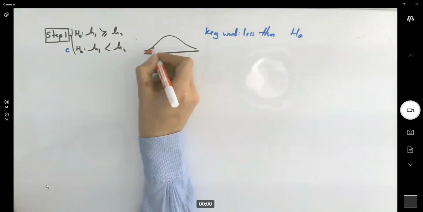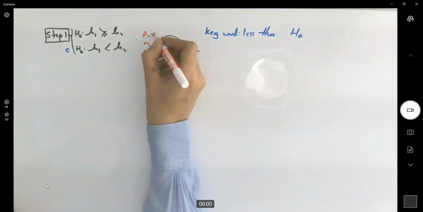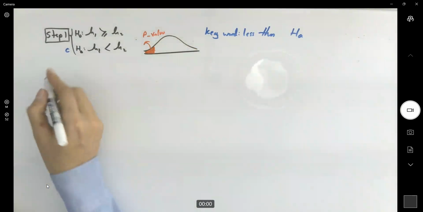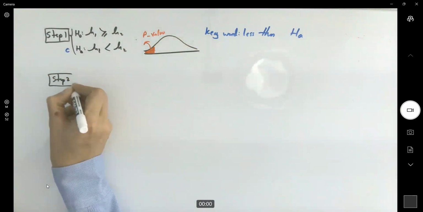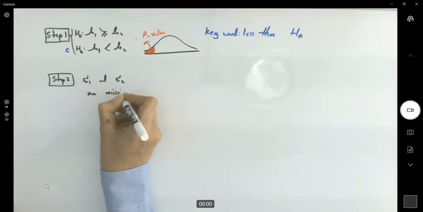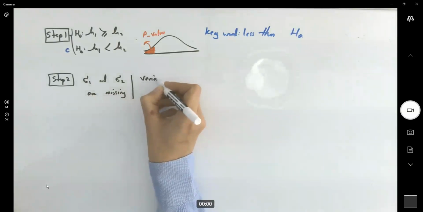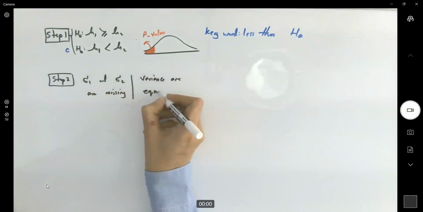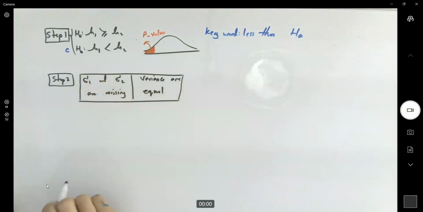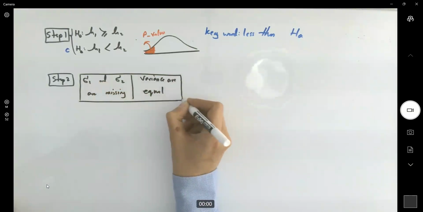Okay, here we go. The p-value is on the left side. Very good. Step two. Sigma 1 and sigma 2 are missing. Also, the question says the variances are equal. This is the information that we got from our example. So what's the meaning of that? It means that we are finding a pooled estimate of the standard deviation.